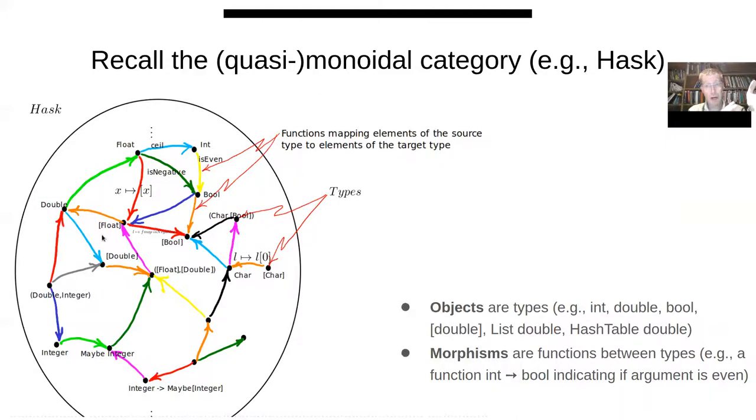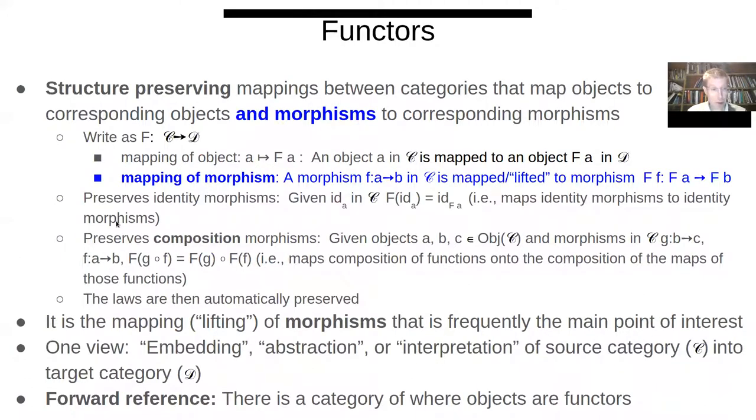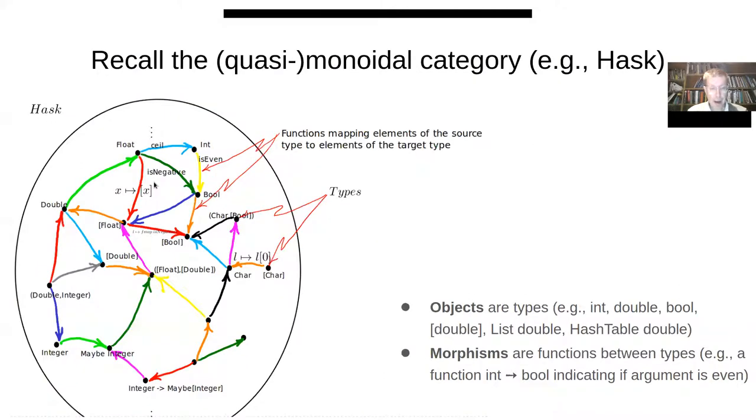That's the object side. In terms of morphisms though, we get something more interesting, this mapping of morphisms, because functors map morphisms as well. And we say that it's lifted to this other domain. So perhaps we have a morphism between int and bool, for example, in which case we might map each of those over to a list of ints and a list of bools, and have a lifting of isEven to map a list of ints to a list of bools.